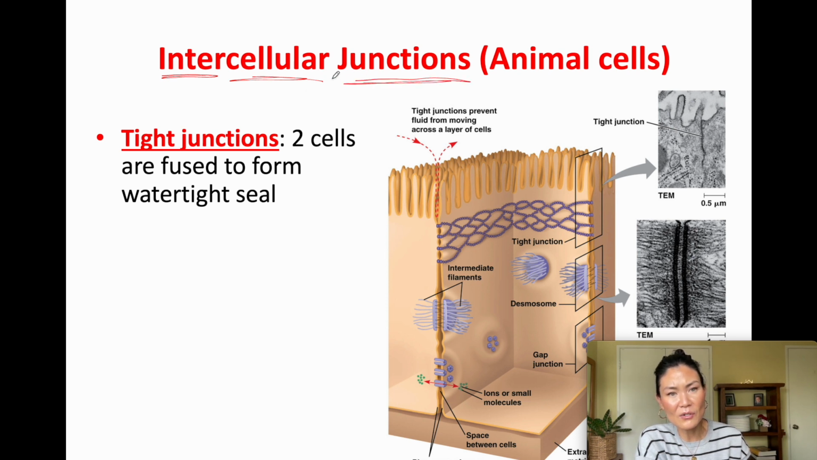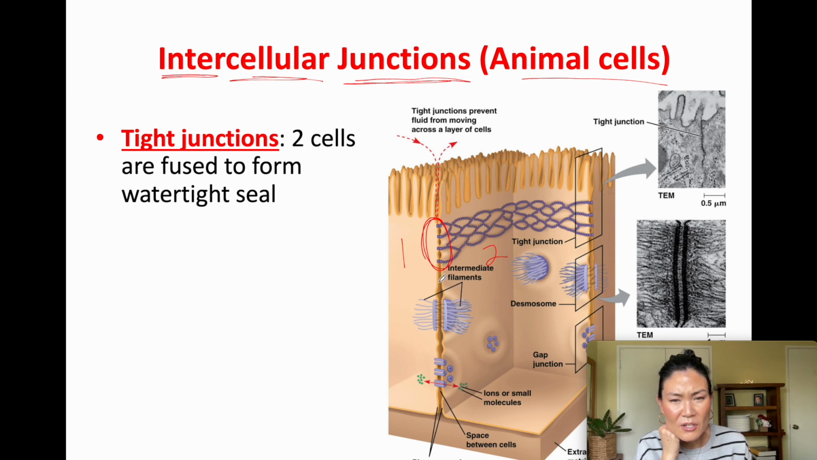Okay, so intercellular junctions, and this is only in animal cells. If you have one cell here, and then a second cell here, the junction is where they meet. So now we're talking about what's happening between these two cells. What connects them? What's the intercellular junction between these two cells? Well, first of all, let's talk about tight junctions. These two cells are connected via tight junction, and that's what's going on here.